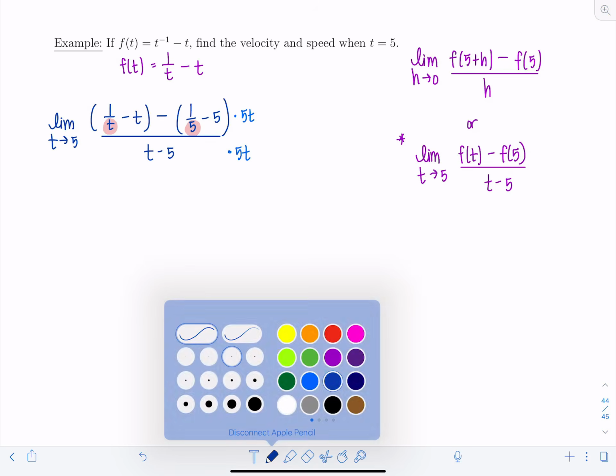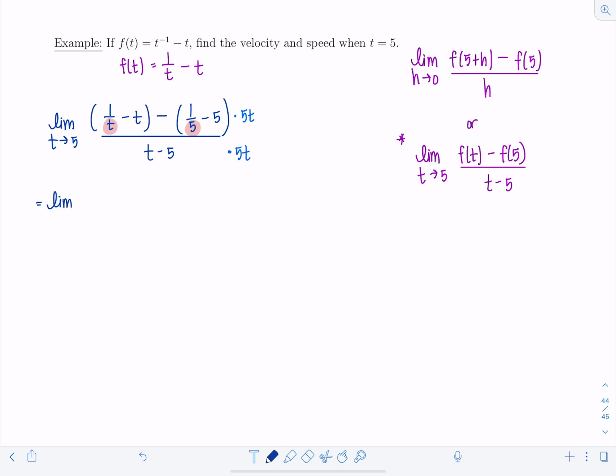All right, so now back to the limit. I'm going to take the limit as t approaches 5. And remember, this 5t is getting multiplied by every single term here. So 5t times 1 over t, that's just going to be 5. Minus 5t times t, that's 5t squared. Minus 5t times 1/5 is going to be t. And then plus the last term, nothing cancels, 25t. And then in the denominator, I have t minus 5 times 5t. Don't multiply it out.